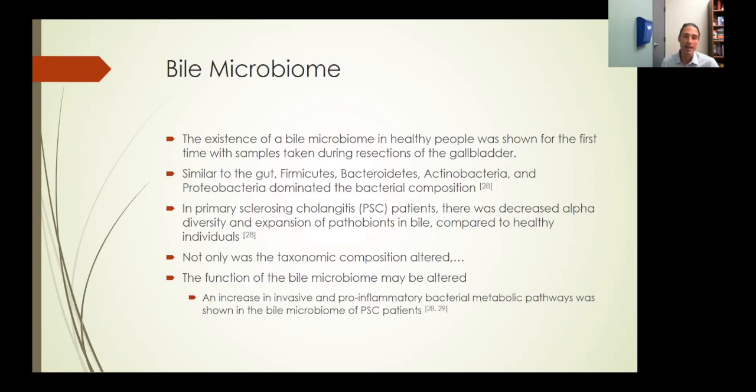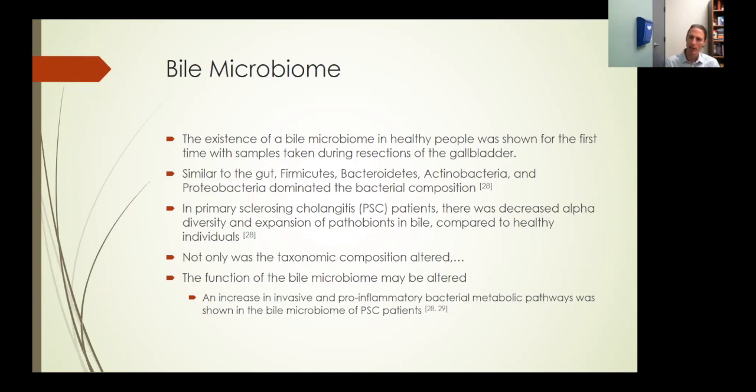It does have a similar composition to the gut. So it has a lot of Firmicutes, Bacteroidetes, Actinobacteria, and Proteobacteria. Those are the dominant species, and those are similar to the dominant species that we see in the gut. However, they noticed that in patients with one form of liver and gallbladder disease, primary sclerosing cholangitis, there was decreased alpha diversity and expansion of pathobionts in the bile compared to healthy individuals.